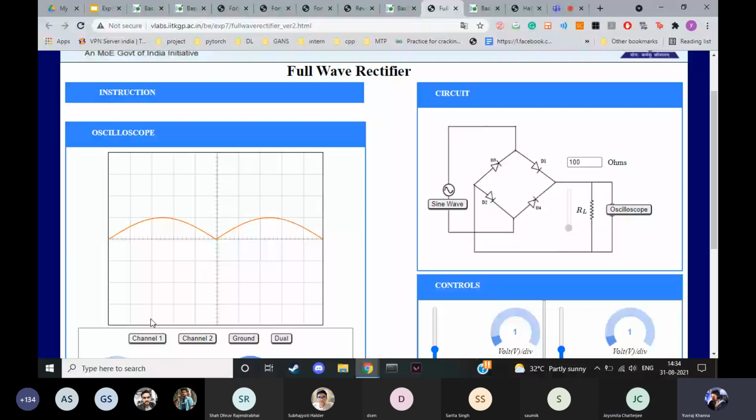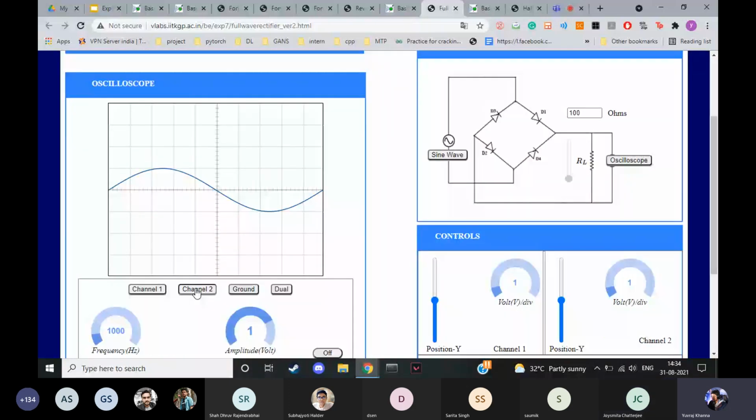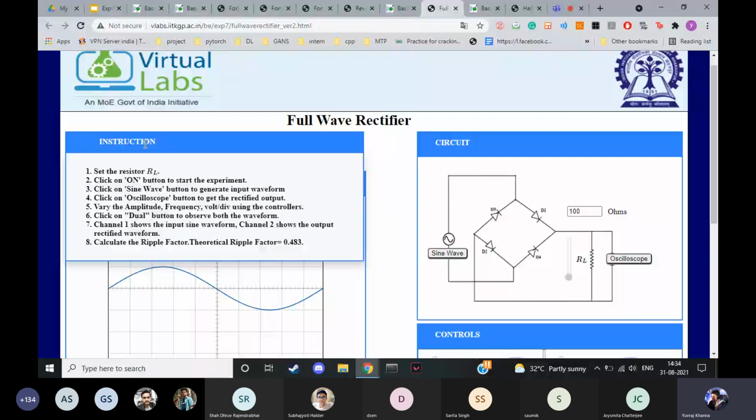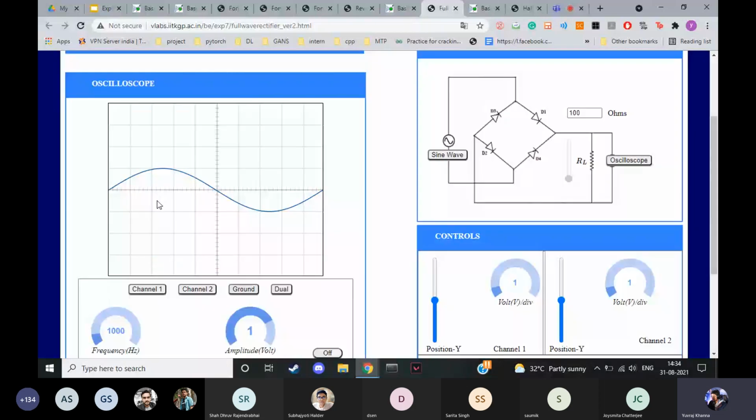Now, as you know, channel 1 is input waveform and channel 2 is output waveform. From the instructions, it is already mentioned. If you have any problem, just follow the instructions. Ground is basically the DC level, and in dual you can see both channel 1 and channel 2 output. I think you are already familiar with the oscilloscope, but I'll go through it once again.